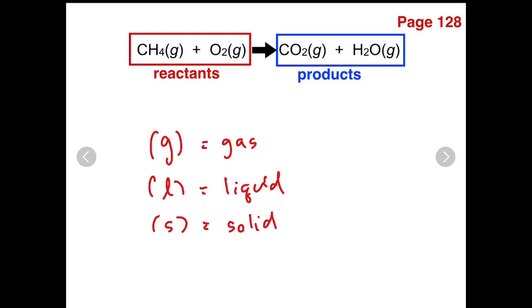Another type you are going to learn about is the aqueous solution, which is a homogeneous mixture between the molecule and water. Those are the four states that you are going to see. In this case, these two in gaseous state combined are going to produce these two. It's methane reacting with oxygen to produce carbon dioxide and water.